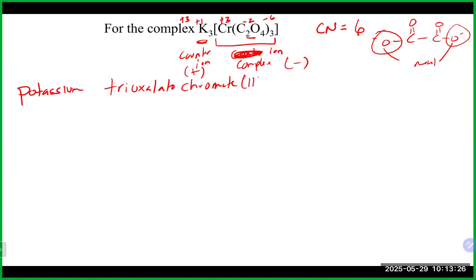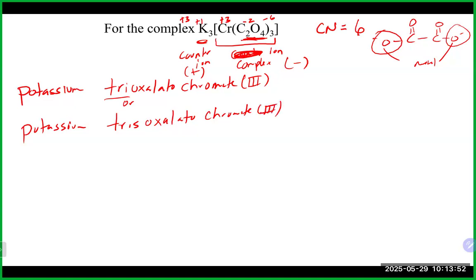And we will use Roman numeral 3 in this case. I will say that because this is oxalate and it is bidentate, some people will call this potassium tris instead of tri, because of it being a bidentate. Oxalato chromate 3.